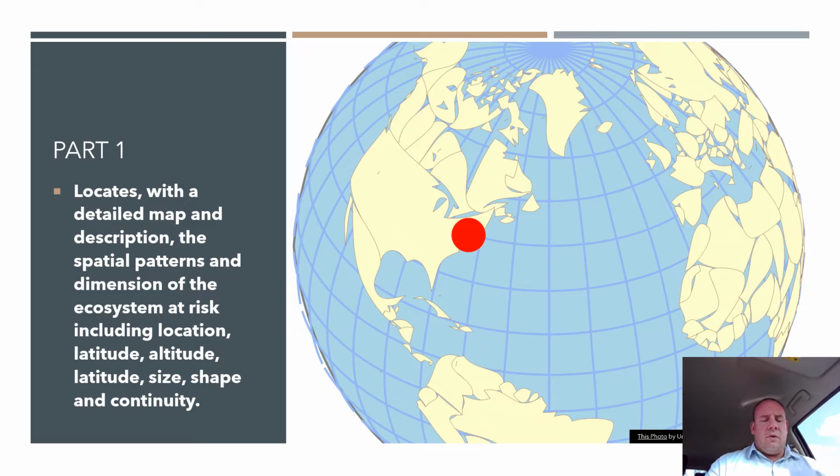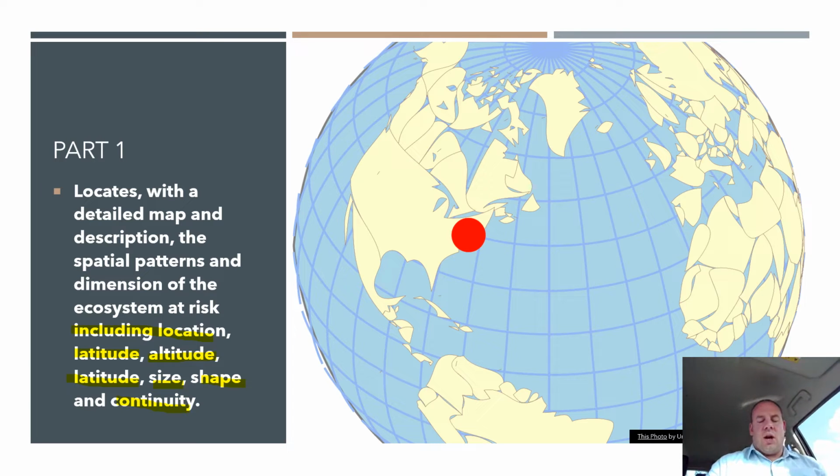So part 1, you've got to locate the ecosystem, and you've got to describe where things are. That's what spatial patterns are. You've got to tell us the dimension, and what we mean by dimension is location, so where is it in the world, and then when we're using the location, we've got to talk about latitude, where it is north and south of the equator. We've got to talk about the altitude. Is it at height or is it below sea level? Sorry, I put latitude twice. It's the same thing. We've got to talk about its size, its shape, and the continuity.